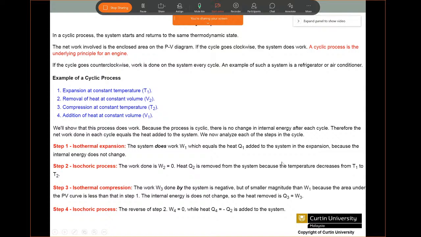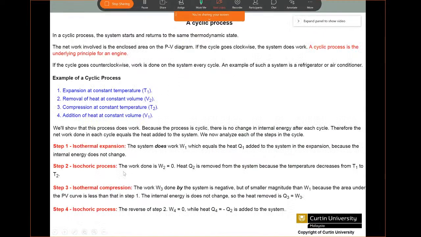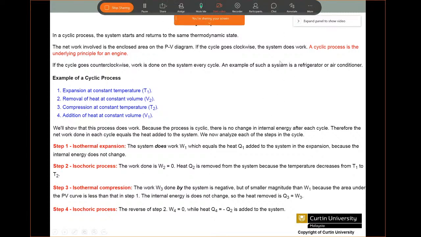Okay, so with the knowledge of thermodynamics, what can we do? If you have discovered the cyclic process, especially our aircon, how does it work, is a result of the study in thermodynamic processes. So this is an actual cyclic process that happens in the engine.